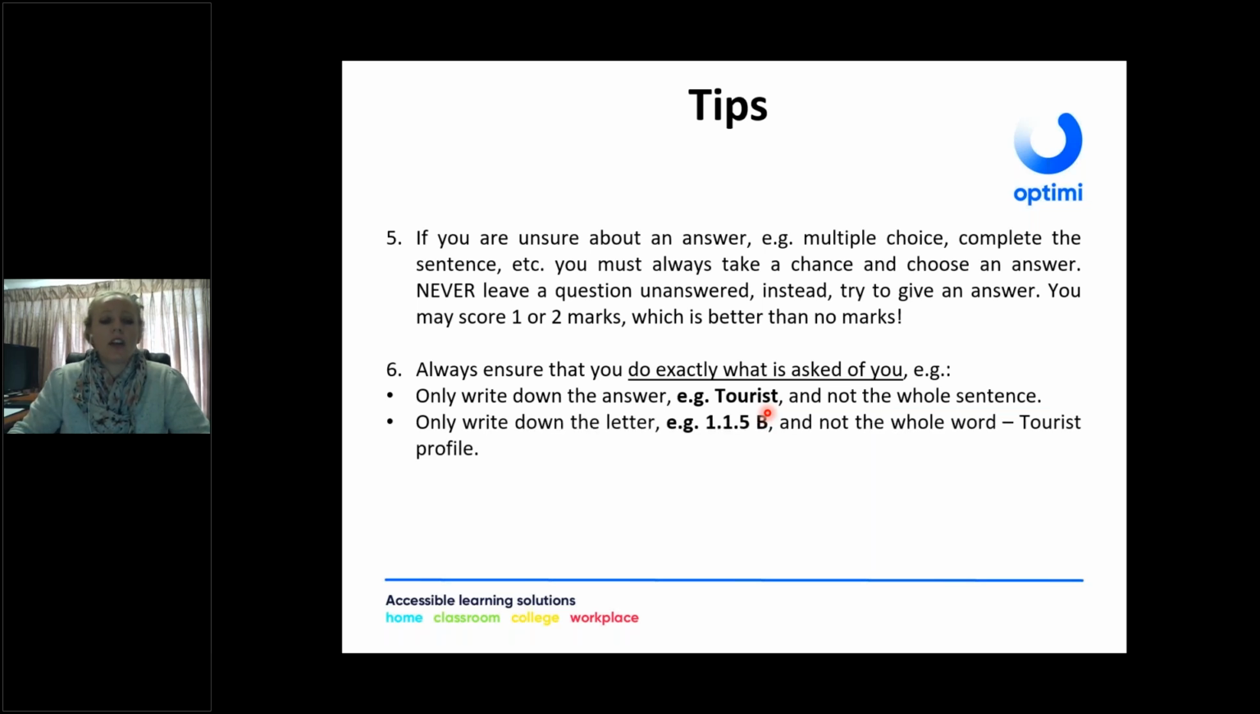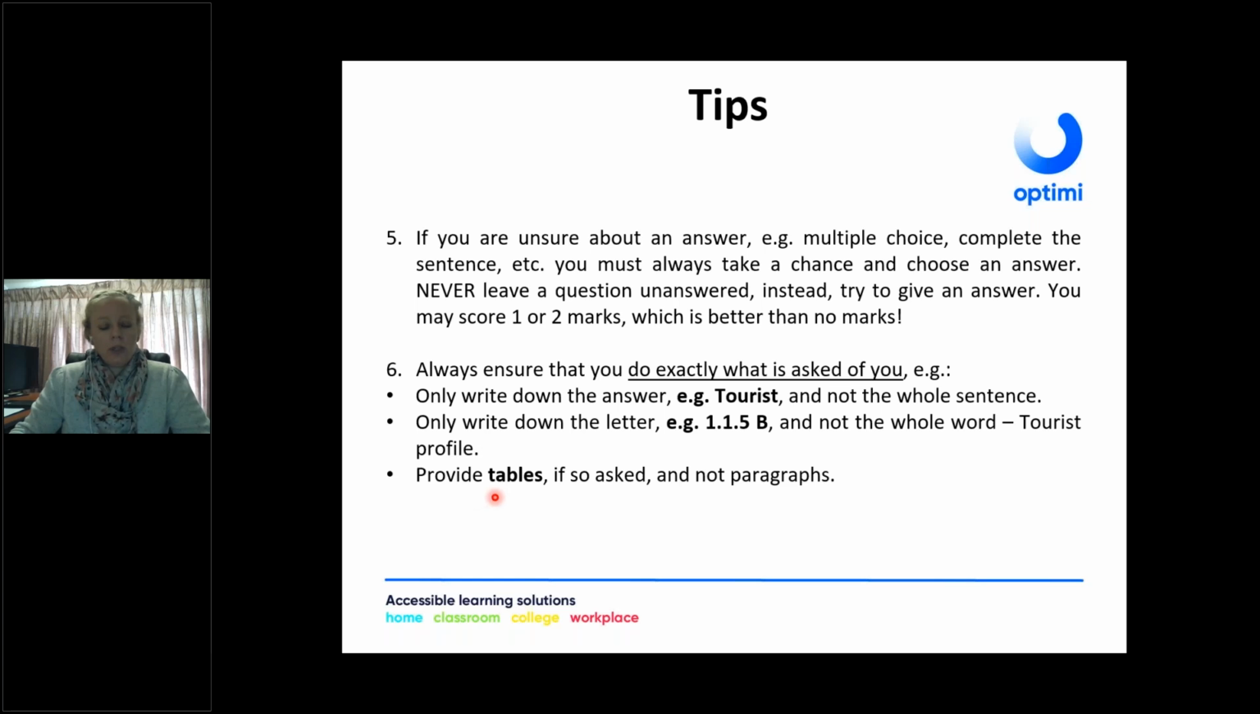The next thing is, especially with multiple choice, if they ask you to write down the numbering, so for example 1.1.5 and the letter, make sure that you write down the letter and not the whole word, because this is an instruction that you have to follow. If you write down the tourist, say for instance B was tourist profile, and you write down the word, then you won't get a mark for it because the instructions ask to write down the letter. So make sure that you do that.